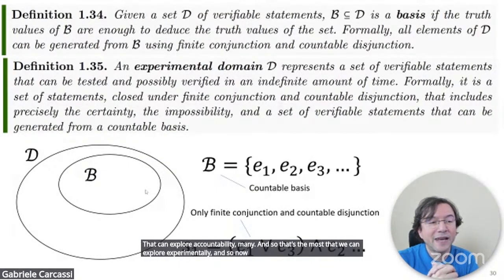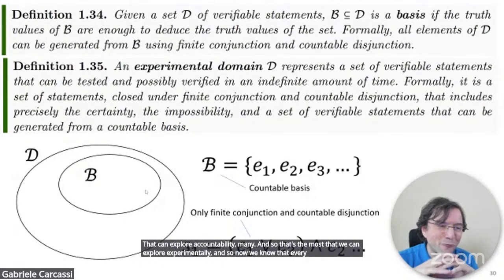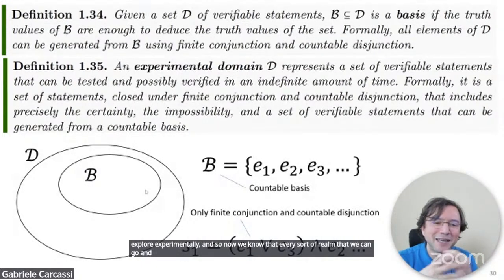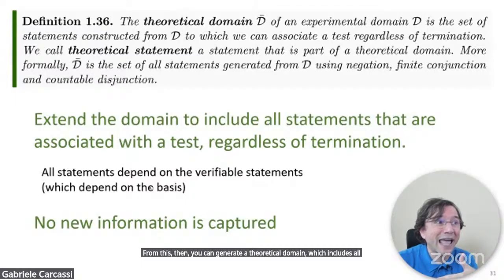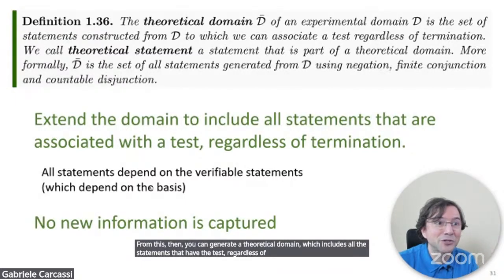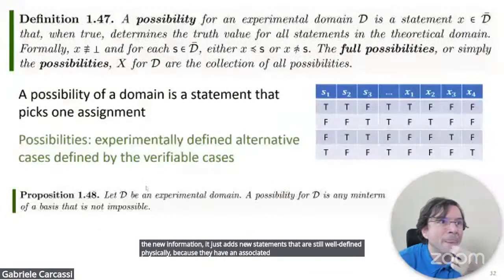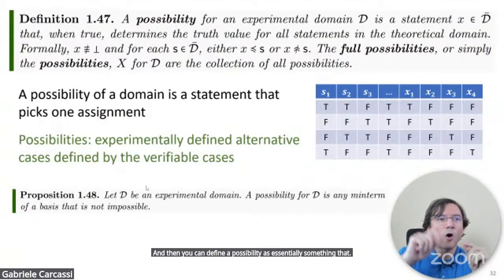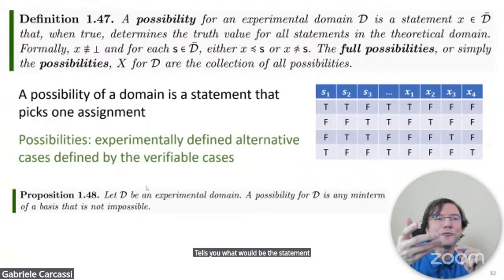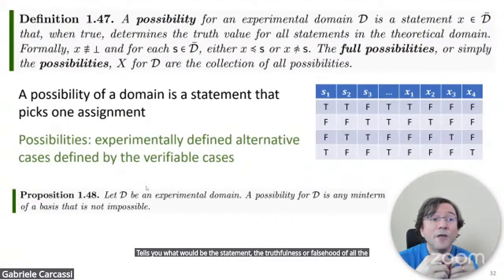And so now we know that every realm that we can go and experimentally explore has to be one of these things: a set of verifiable statements that have a countable basis. From this, you can generate a theoretical domain, which includes all the statements that have a test, regardless of termination. So this does not add new information. It just adds new statements that are still well-defined physically because they have an associated test. And then you can define a possibility as essentially something that tells you the truthfulness or falsehood of all the statements if we knew that that possibility were true.